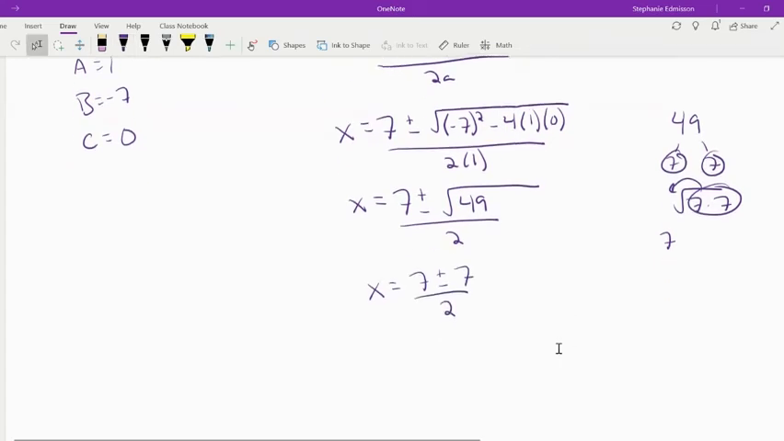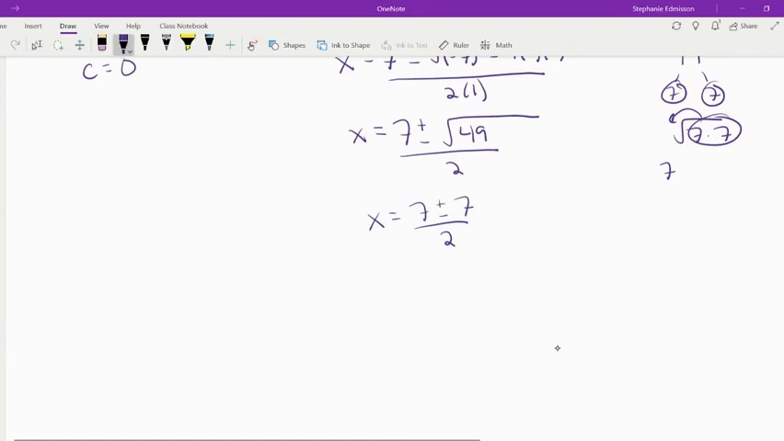Now in this case, I'm not done. These can be combined. I don't have a root sign in the fraction, so I can keep simplifying. So what I need to do now is actually show two different answers to reflect my plus and minus. Another way to think about this is like this. x equals 7 plus 7 over 2, and x equals 7 minus 7 over 2.